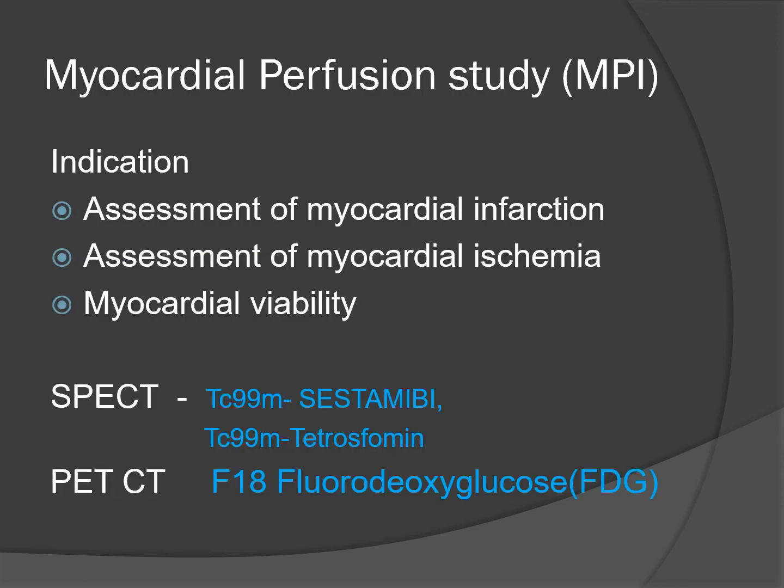Okay, we go to the myocardial perfusion study. For myocardial perfusion imaging, the indication is to assess myocardial infarction or myocardial ischemia, and also to assess myocardial viability. We do SPECT or PET CT imaging. For SPECT, we usually use technetium-99m sestamibi or tetrofosmin. For PET, we use fluorine-18 FDG. But I will show you only the SPECT image.